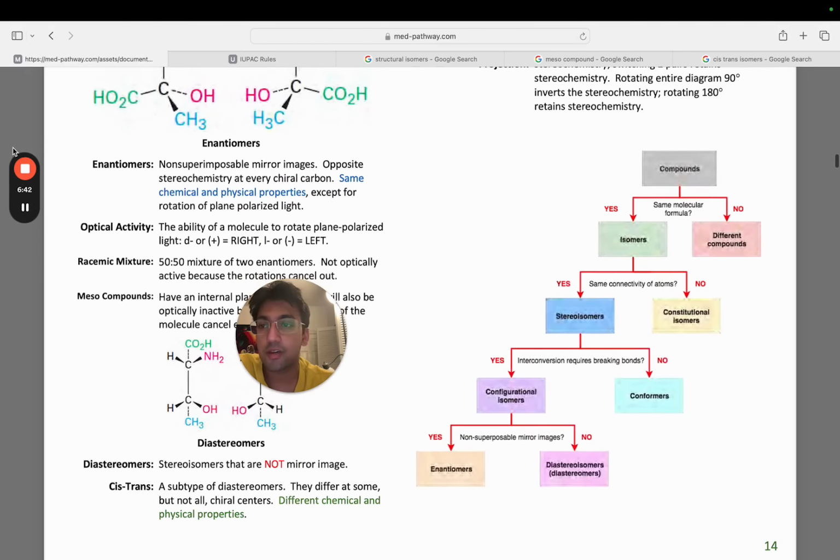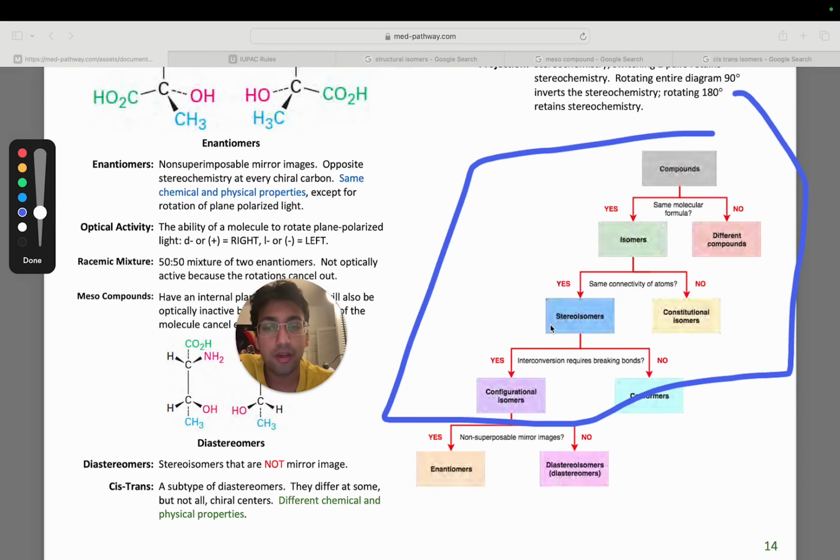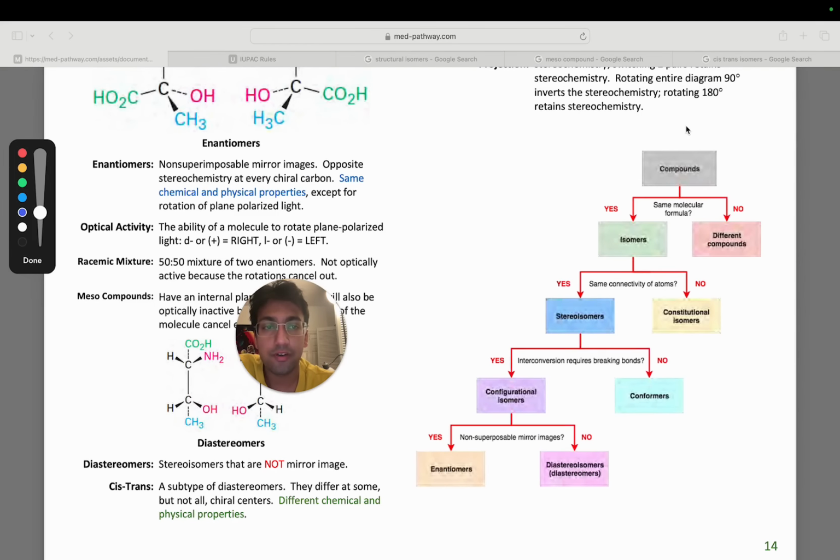Okay, this is a very, very helpful diagram that helped me a lot in organizing myself. I never tried to memorize all this, but I did go through it and make sure that it made sense. So the first thing that we're looking at is: is it the same molecular formula? If it's not, we're not even considering that because those are just two different compounds. We're talking about isomers here. So if they have the same molecular formula, then it's an isomer.